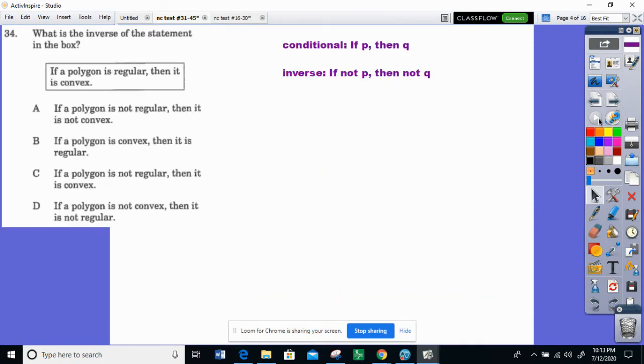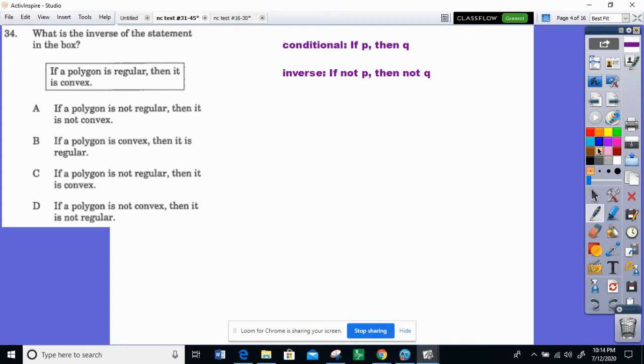Number 34 says, what is the inverse of the statement in the box? If a polygon is regular, then it is convex. Well, this is a good way to review conditional statements and their ways that we can change them. The conditional statement is written in the form if P, then Q, where P is the hypothesis and Q is the conclusion. The inverse of that conditional statement is if not P, then not Q. You take the hypothesis and you negate it, and you also take the conclusion and negate it.